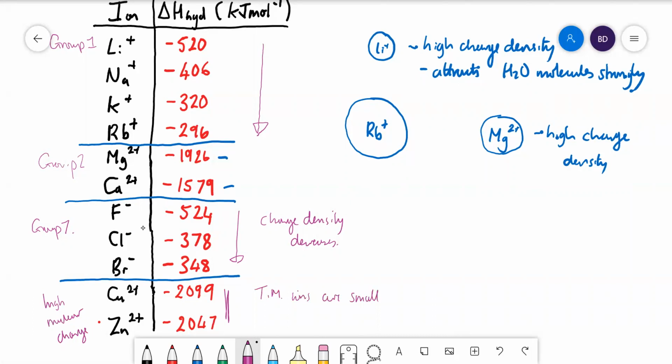Okay, so in the next video, we're going to talk about how we can use these delta H hydration values to calculate the enthalpy change that occurs when you dissolve solid ionic substances in water. So that's what we do in the next video.